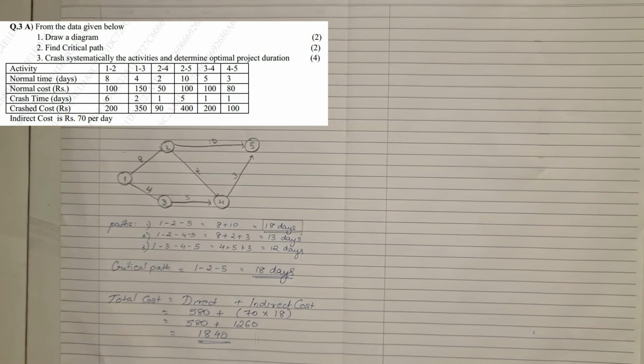Now that we are done with the total cost, the next thing we need to prepare is the table. For crashing the sum, before crashing we'll require two tables. In one, we have to find the maximal crashing limit and the cost slope. Two things we need to find.